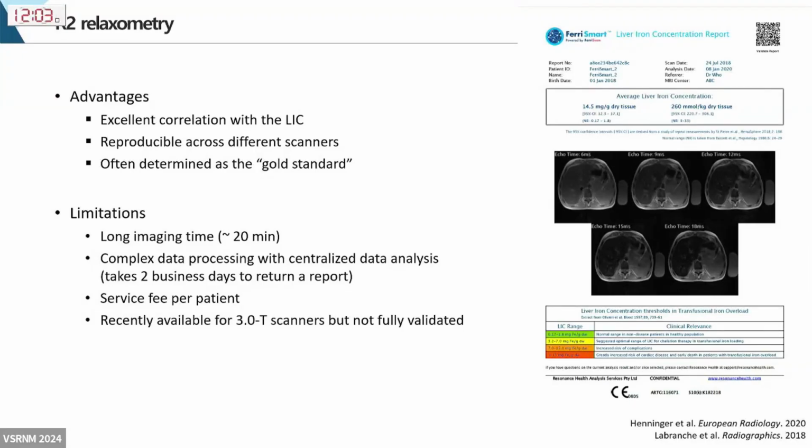A service fee is attached to each patient. The method is recently available for 3 Tesla scanners, but has not been fully validated.